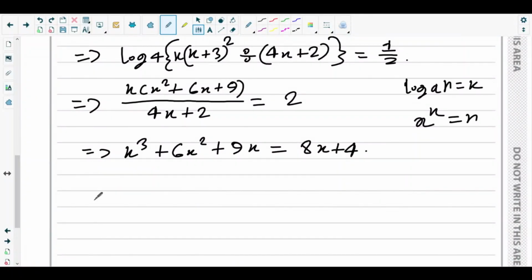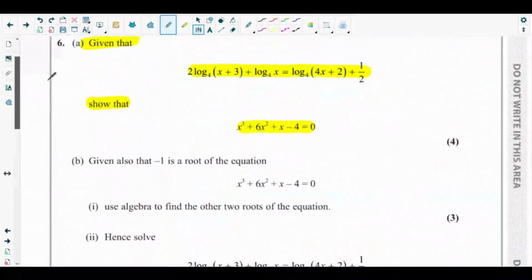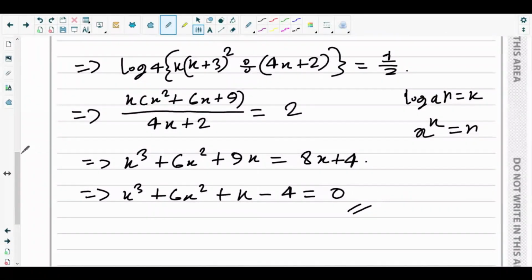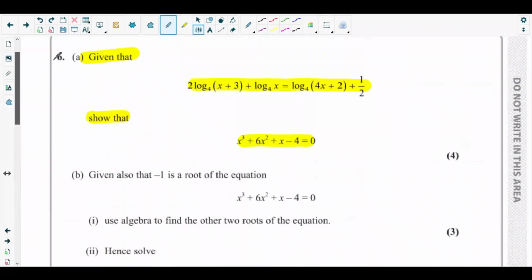Now take all the terms on the same side, so you'll get x cubed plus 6x squared plus 9x minus 8x, which is plus x, minus 4 equals 0. And this is exactly what the question has asked to show. So it has been shown. Done.